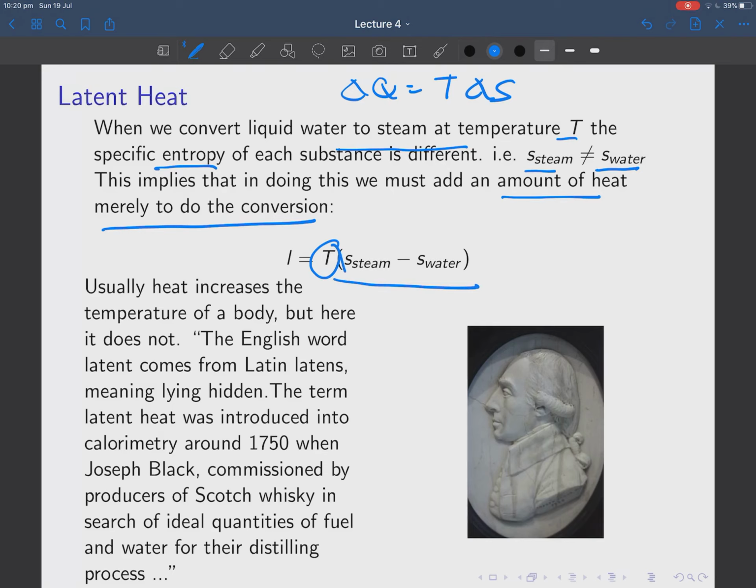So you must add an amount of heat which is equal to, per mole, the temperature times the difference in specific entropy of the steam and the water. That thing is called the latent heat, and that heat is often very, very large.